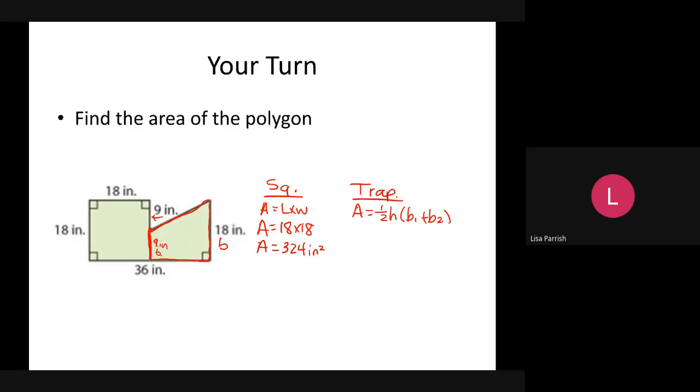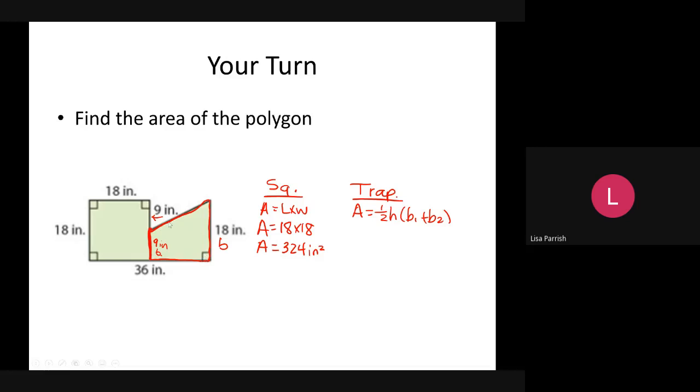Okay, so my other base is 9 inches. So I know my bases. Now I've got to figure out my height. Now remember, your height, it's going to be a little harder to find on this, is the line that connects the two bases and it forms the right angle. Look for that little box right there.